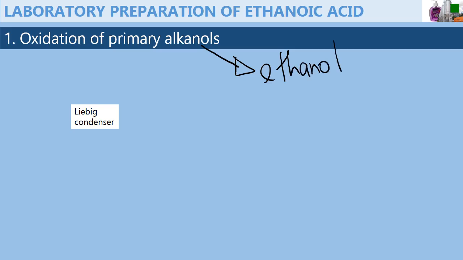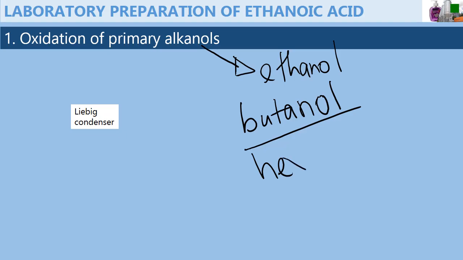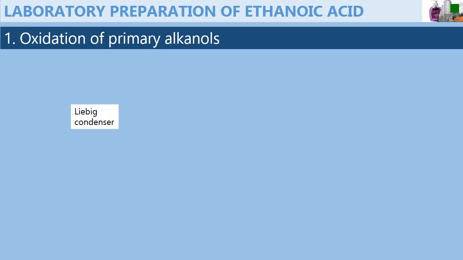If you are to prepare another alkanoic acid such as butanoic acid, we would use butanol. If you are to prepare hexanoic acid, we would use hexanol, and so on and so forth. So in this description, we are going only to consider ethanoic acid.